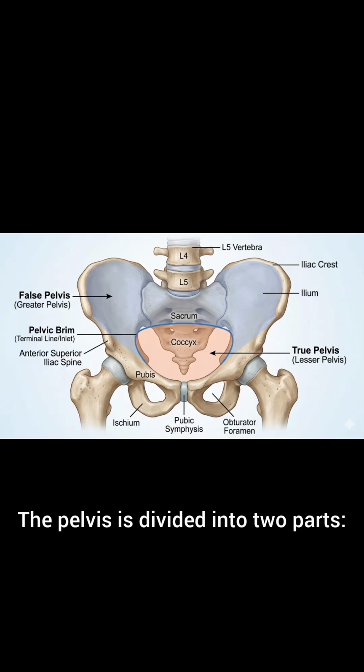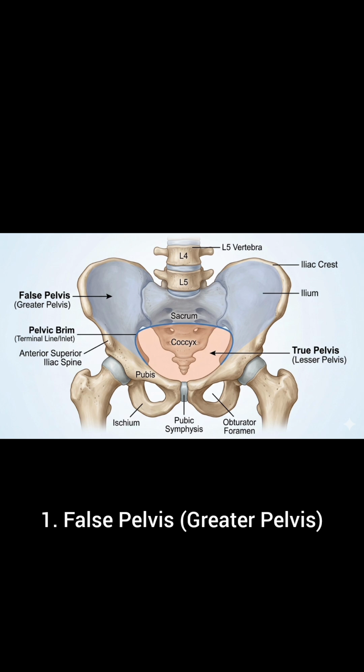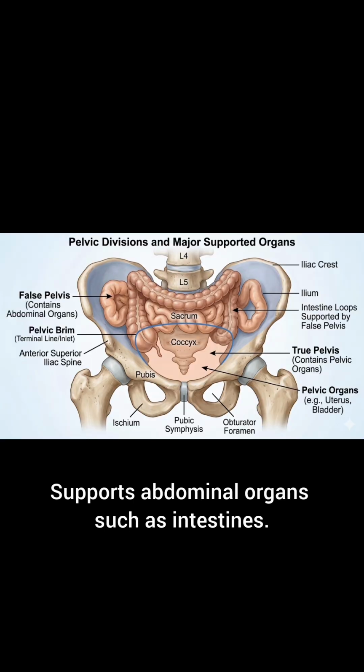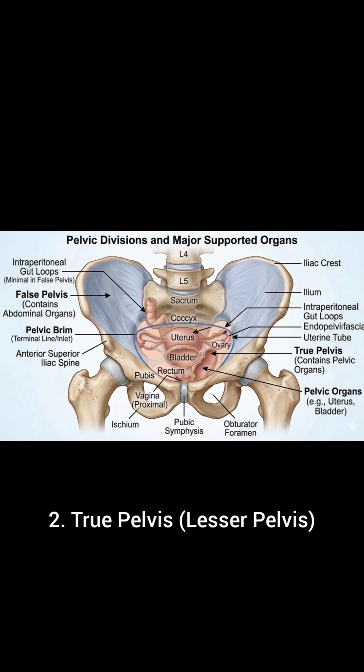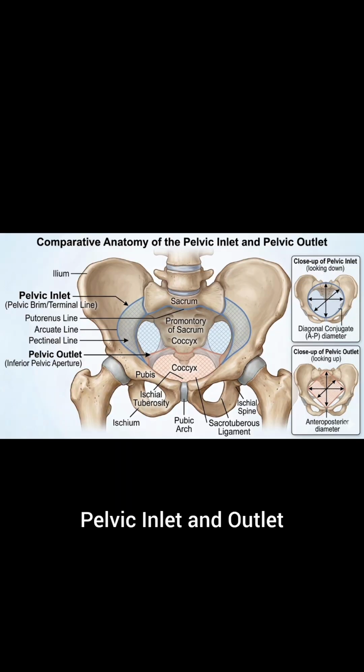Divisions of the pelvis. The pelvis is divided into 2 parts. 1. False pelvis, greater pelvis. Upper part, supports abdominal organs such as intestines. 2. True pelvis, lesser pelvis. Lower part, contains pelvic organs. Examples of pelvic organs: urinary bladder, rectum, uterus in females, ovaries and fallopian tubes.